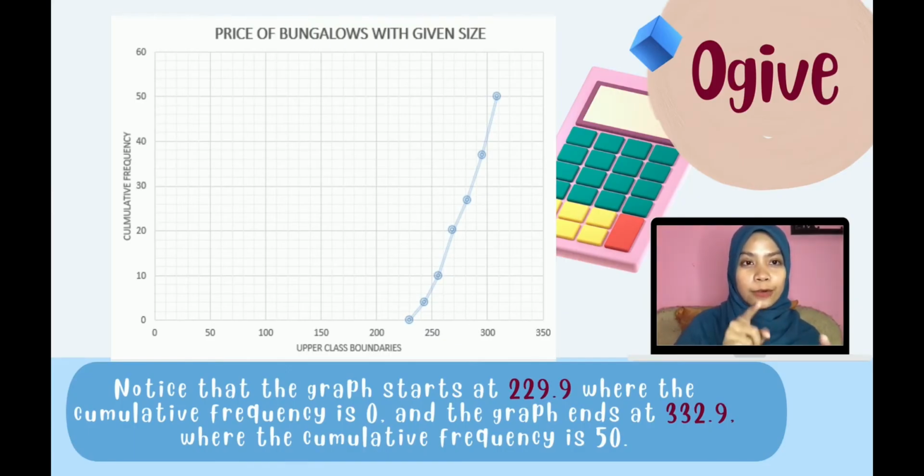As you can see, the horizontal scale is the upper class boundaries and the vertical scale is the cumulative frequency. Notice that the graph starts at 229.9 where the cumulative frequency is 0, and the graph ends at 332.9 when the cumulative frequency is 50. And as you can see, the graph is increasing, and that's the style of an ogive.